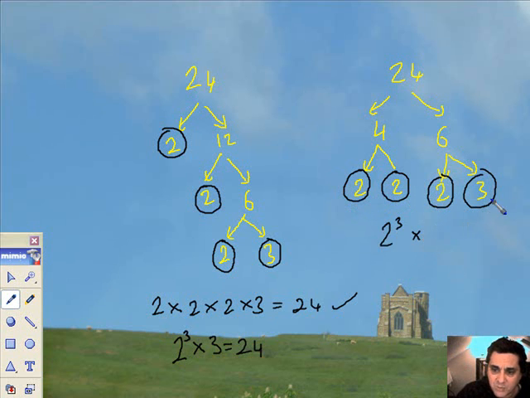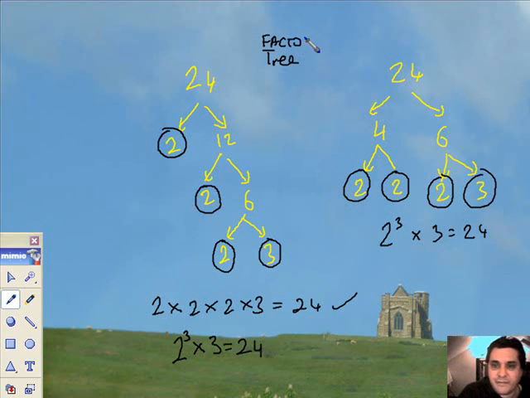1, 2, 3. Multiplied by 3, again makes 24. So you don't have to go down the prime number route each single time, but you can use this wonderful little tree method. Call it a factor tree if you want to. Why not call it something?